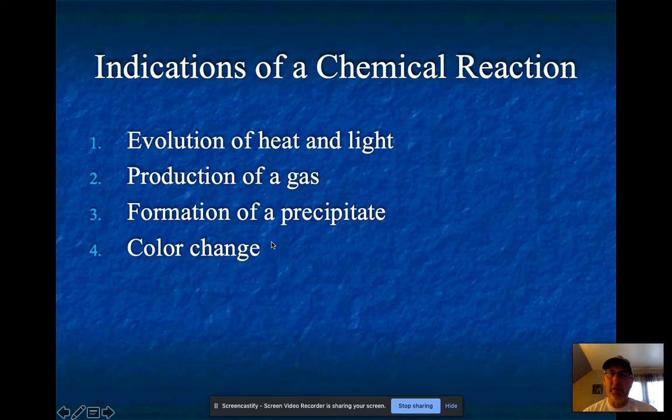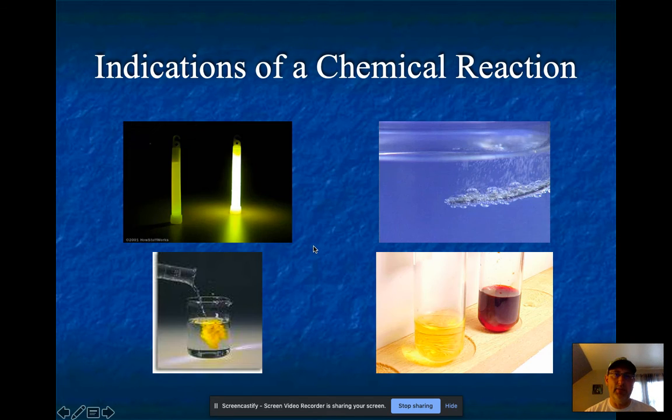Again, going back to what we learned in chapter 1, what are some indications of chemical reactions? Well, we produce heat and light, we bubble, we produce a gas, we form a precipitate. That's that solid that forms from two liquids. And then you can also have a color change. So, especially when you get a variety of these taking place, it's probably a good indication that a chemical reaction is taking place. So, I have a couple just photos of that.